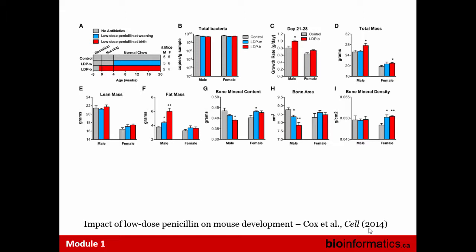Growth rates were different. Where's the critical one? Fat mass, right? So male and female mice, they found that the fat mass was significantly higher for the LDP group from birth. Right? And they found different diet responses and so on and so forth. And so this is really interesting because they're looking at causal mechanisms. They're looking at these relationships, not just who's there, but what are the effects? So that's kind of interesting.